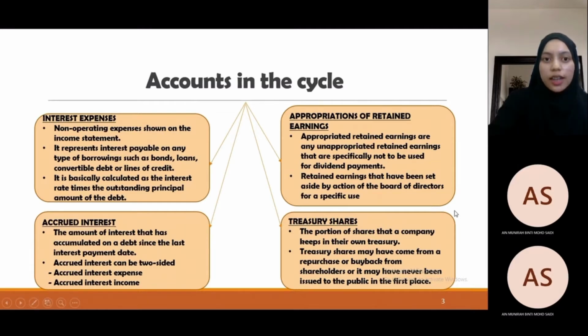For the treasury share, it represents the portion of shares that a company keeps in its own treasury. Treasury shares may have come from a repurchase or buyback from the shareholder, or they may have never been issued to the public in the first place. These shares do not pay dividends, do not have to be included in the calculation of outstanding shares, and have no voting right. All cases related to owner equity or any changes during the period should be indicated in the statement of stockholder equity.